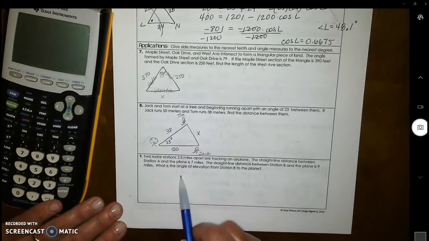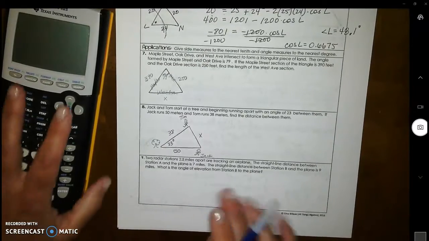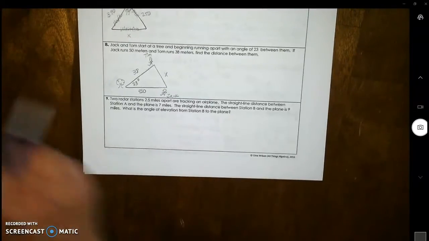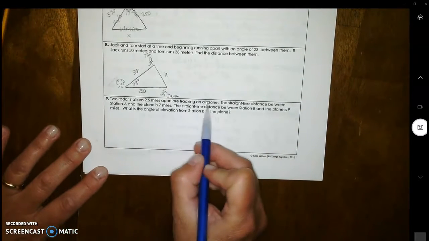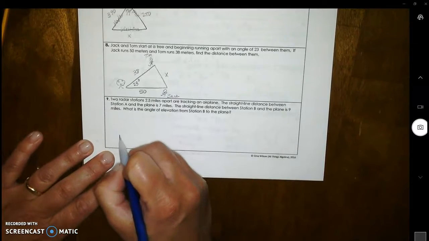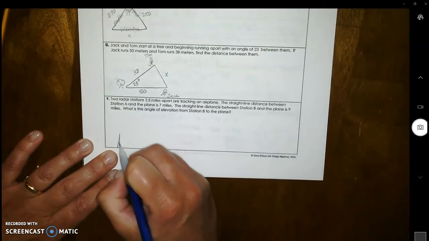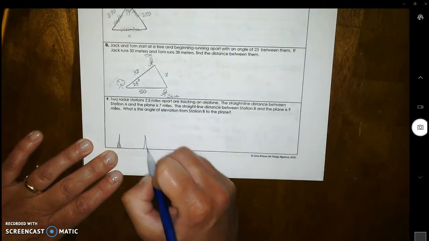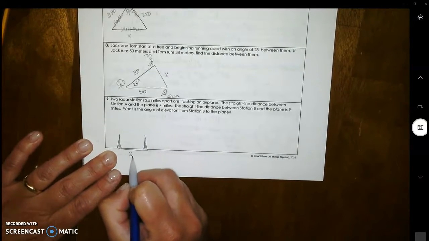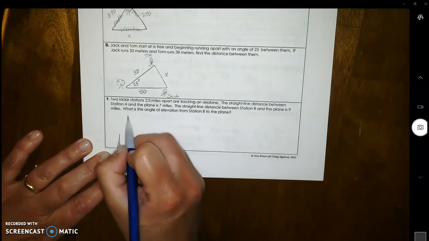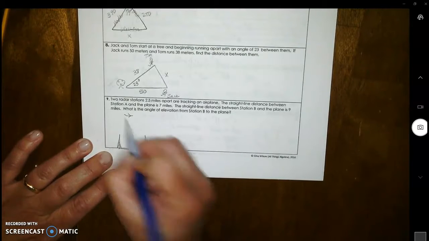but I wanted to talk to you about number 9 because sometimes the picture is a little bit difficult and can be a little weird. So just start drawing a picture and see what happens, okay? So number 9 says that we have 2 radar stations that are 2.5 miles apart and they're tracking an airplane, okay? So I have no idea what a radar station looks like. I'm just going to draw this weird looking tower thing, okay? But I know that they are 2.5 miles apart and there's some kind of airplane in the sky.